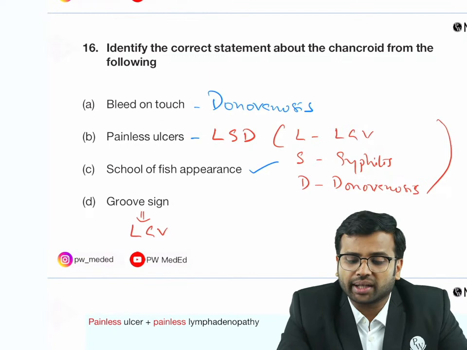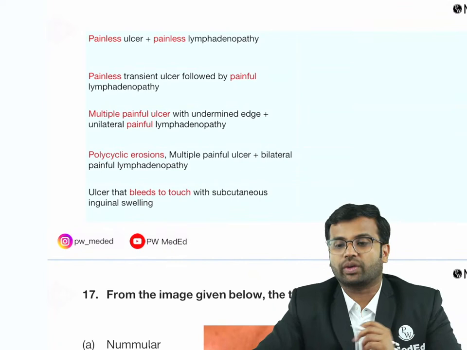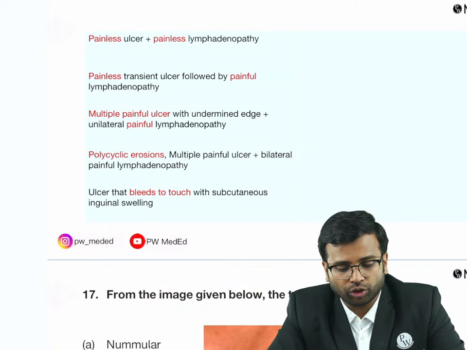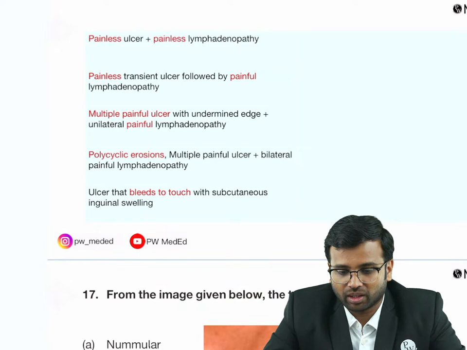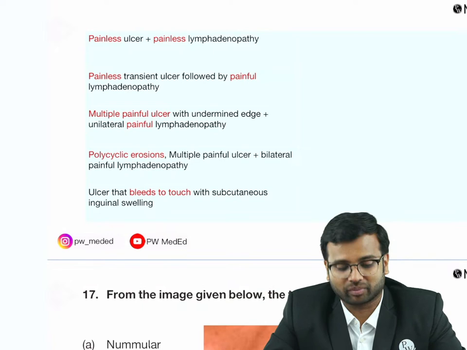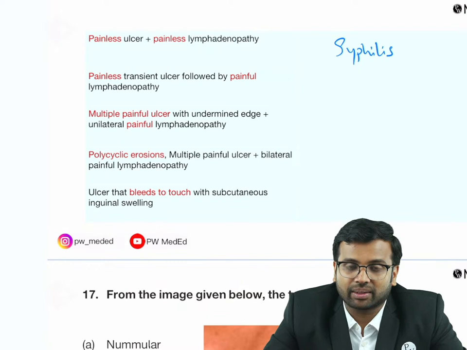Now genital ulcer disease, since it is a very important topic, what you have to remember is, let us try to know what are the characteristics of the ulcer when it comes to genital ulcer disease. Now first let us see, in which disease do you see a painless ulcer with painless lymphadenopathy? Who can answer? So painless ulcer with painless lymphadenopathy can be seen in, yes, syphilis. Very good.